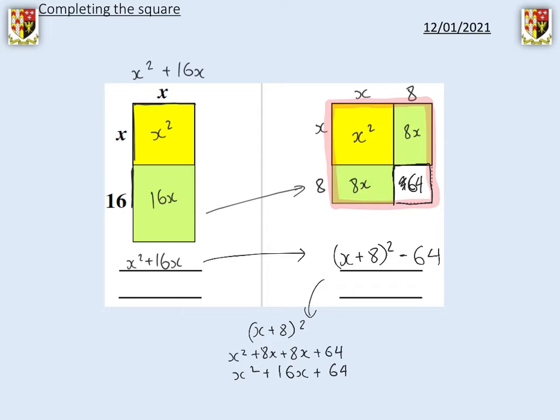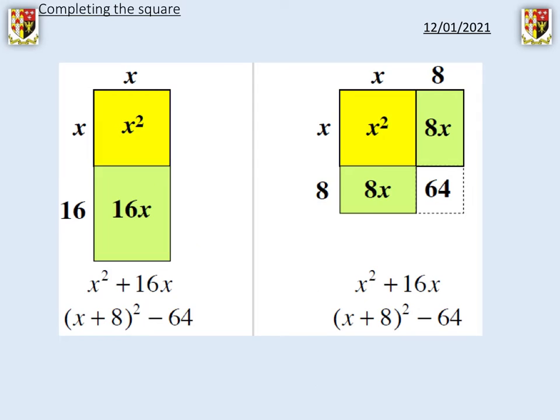But then obviously on this one I just had the x squared plus the 16x. So that's why I'm taking away the 64 there. So I need to get rid of that 64 there. So each stage I should have written the minus 64 there. You get that will cancel out there. So you're just left with the x squared plus 16x.